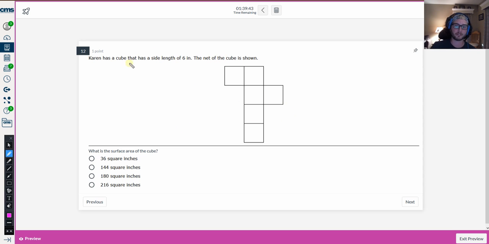So it told us each side length is 6 inches. So 6 by 6, what would be the area of one of these squares? 6 times 6 would be 36, which means all of these squares have an area of 36. It's a cube. By definition, all of the sides are exactly the same for the whole shape.